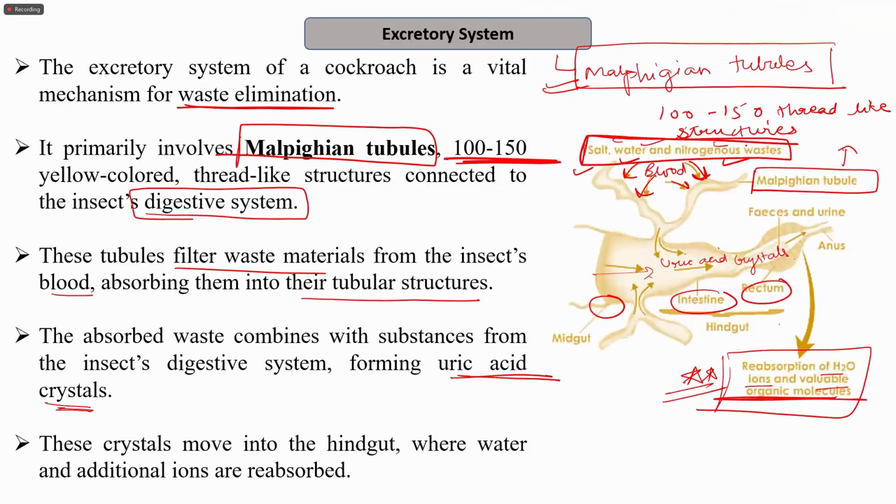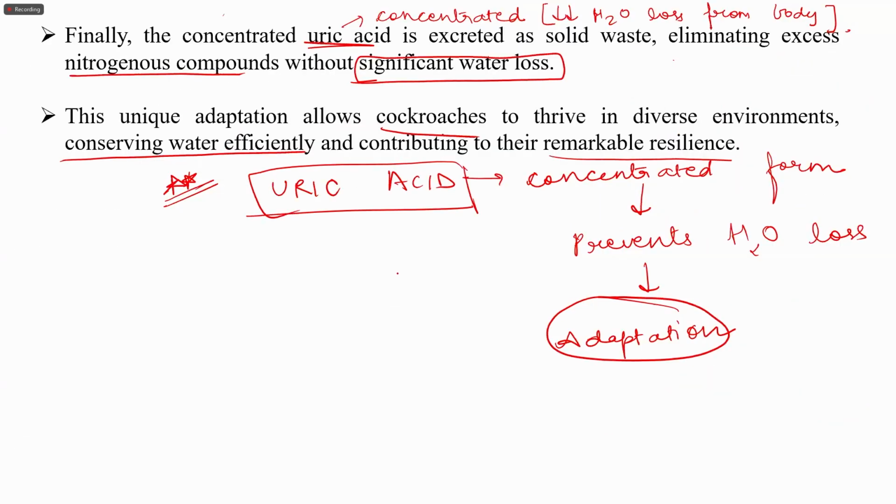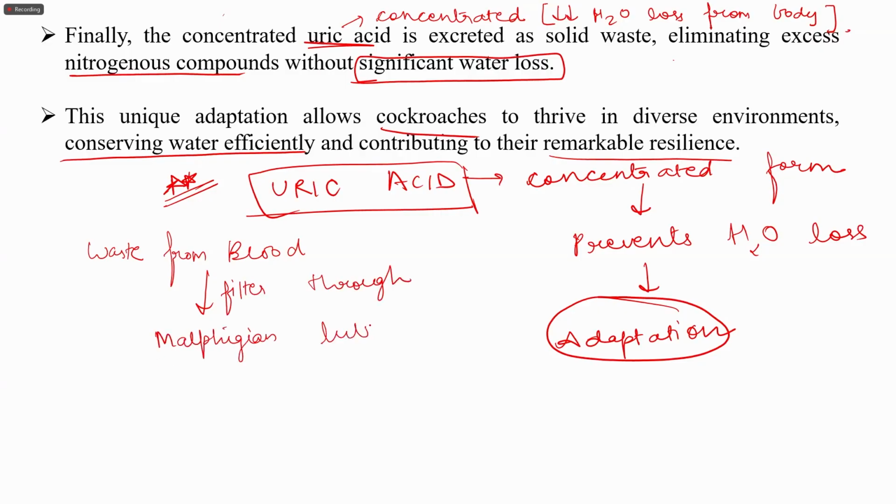So it is very important that the Malpighian tubules are present as part of the excretory system. They are connected to the digestive system as well. The tubules filter waste material from the blood, where they absorb a lot of salt, water, etc., and the waste comes in contact with the food.